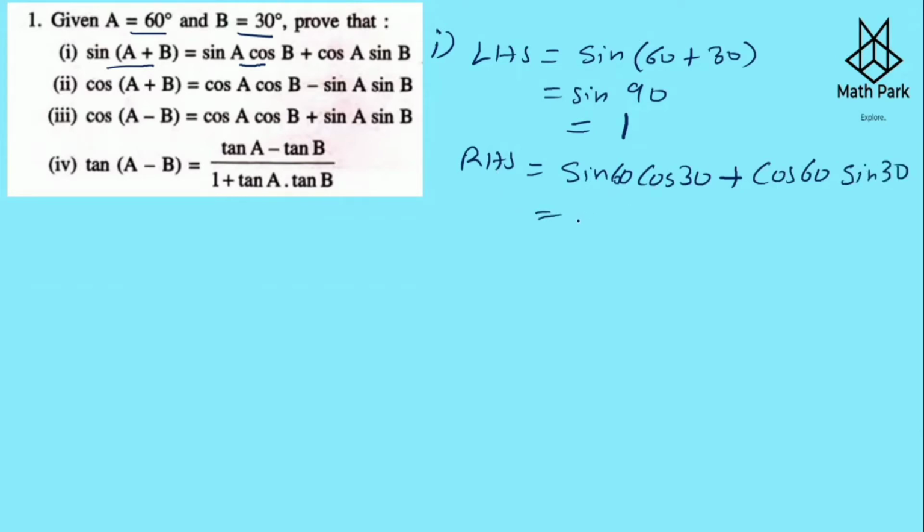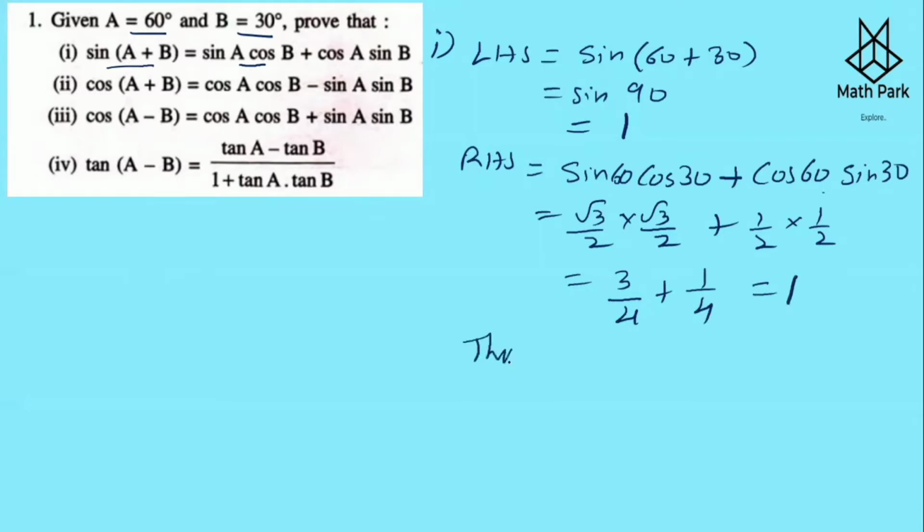So sine 60 is root 3 by 2 and cos 30 is root 3 by 2, plus cos 60 is half and sine 30 is again half. So root 3 times root 3 is 3 and 2 times 2 is 4. So 3 by 4, 1 by 2 into 1 by 2 is 1 by 4, and 3 by 4 plus 1 by 4 is 1. So thus we get LHS is equal to RHS and we are done with the first part.